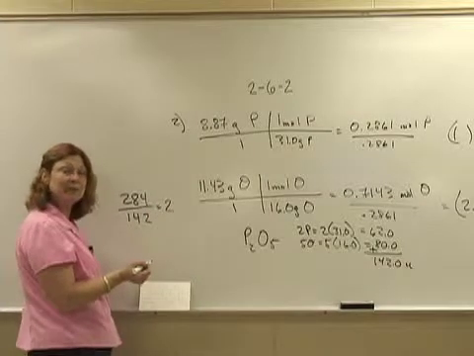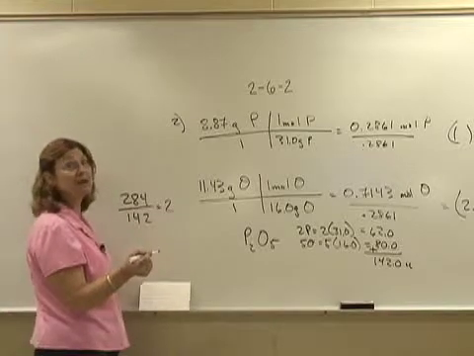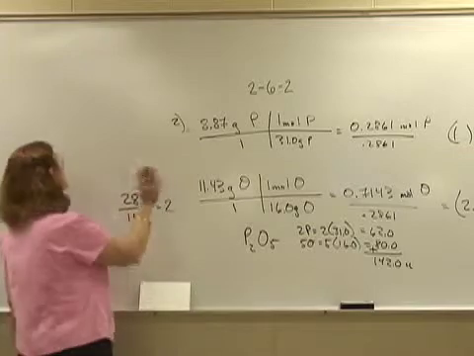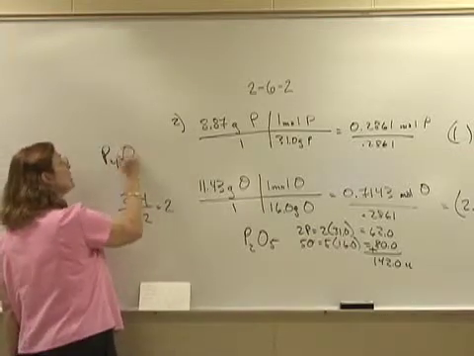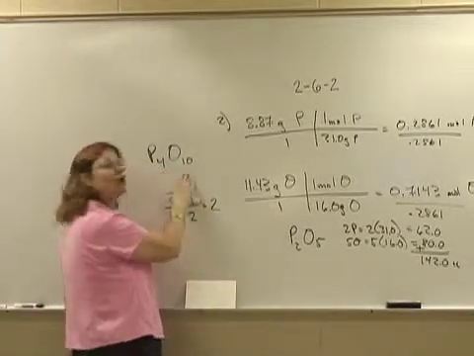It's always going to be a whole number. So if you don't get a whole number, you might want to double check your empirical mass. Therefore, I take my empirical formula and I multiply through by the 2, and I get P4O10.